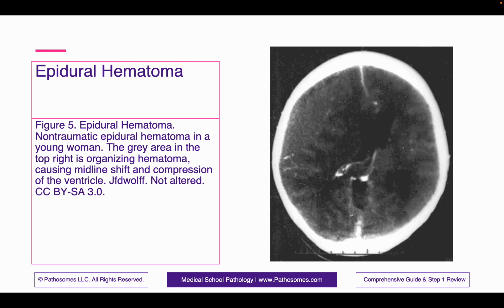But if you look closely, you can see that this non-traumatic epidural hematoma that is present in this young woman is represented by the gray area in the top right, which is an organizing hematoma causing the midline shift and compression of the ventricle. And when I say top right, I mean patient's top right. Radiologists and future radiologists already knew that though. And now you do as well.